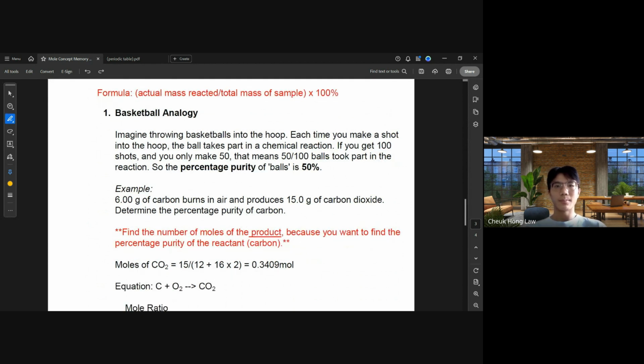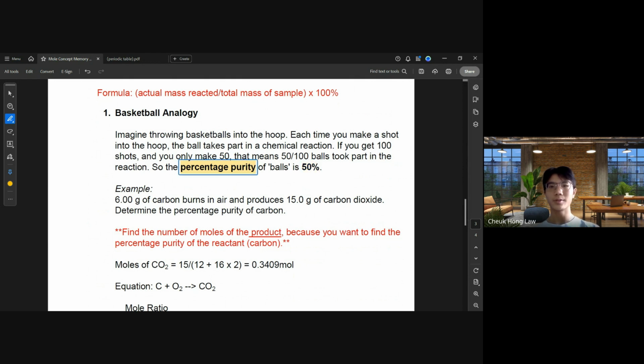So think of this basketball analogy. Imagine you throw basketballs into the hoop. Each time you make a shot into the hoop, the ball takes part in a chemical reaction. You need 100 balls to enter the hoop in order for the full reaction to take place. So let's say you get 100 shots and you only make 50. That means 50 out of 100 balls took part in the reaction. So the percentage purity will be the actual mass reacted, 50, divided by the total mass, 100, times 100% to give you 50%.